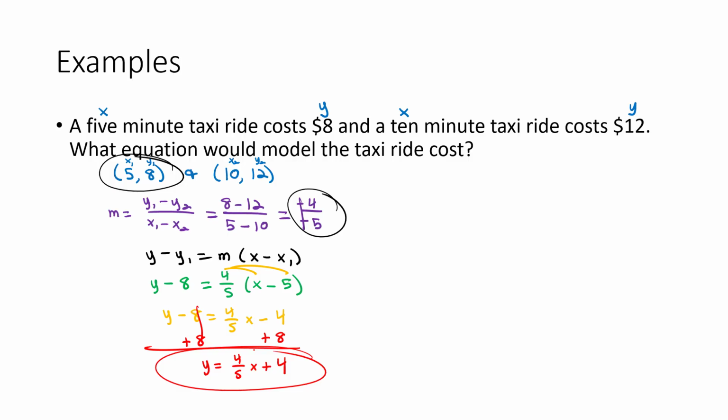So now we could say if we went on a 20-minute ride, we plug 20 minutes in for x, and 4/5 times 20 is 16, plus 4 is $20.